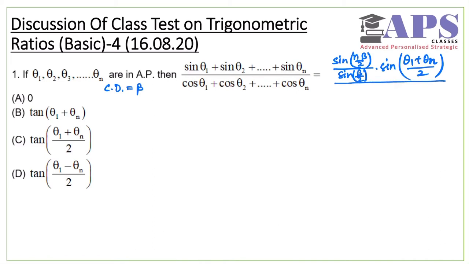And also for cos, we have sine of n beta by 2, since there are n terms, by sine of beta by 2. And for this part, we will have cos of (theta 1 plus theta n) by 2, first angle plus last angle by 2. So this is the standard result, and you can see the terms are getting cancelled, and finally we are getting the correct option as C.